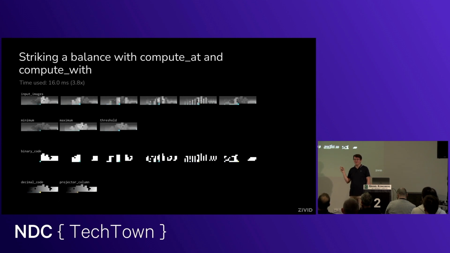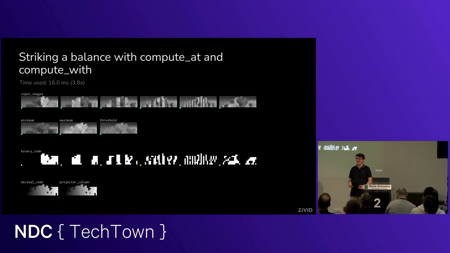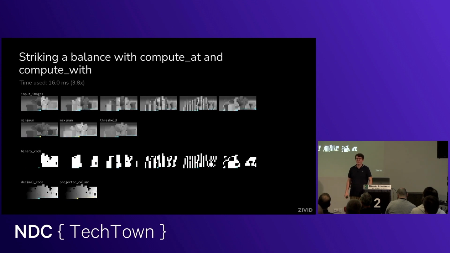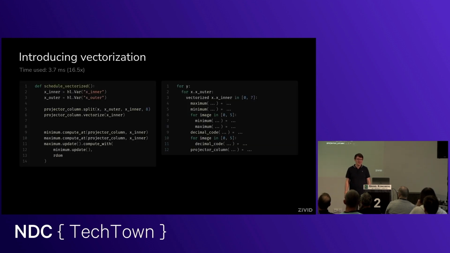And that puts us on time used at 16 milliseconds and a 3.8 times speed up of the algorithm, which is getting decent. Now we're talking. But of course, this is just running on one thread on my machine, not vectorized or anything. So this is where kind of the really nice superpowers of Halide are coming in, in my opinion. Because now we can introduce vectorization just as easily, and we can do it without messing with the algorithm.